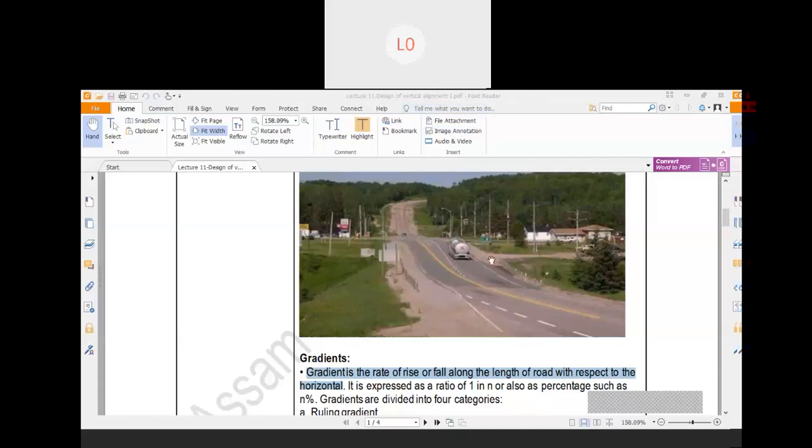If this is a particular cross section of the road, camber is in the lateral direction, within the width of the road, but your gradient is along the length of the road, spread over the length of the road. So that is the difference between gradient and camber.